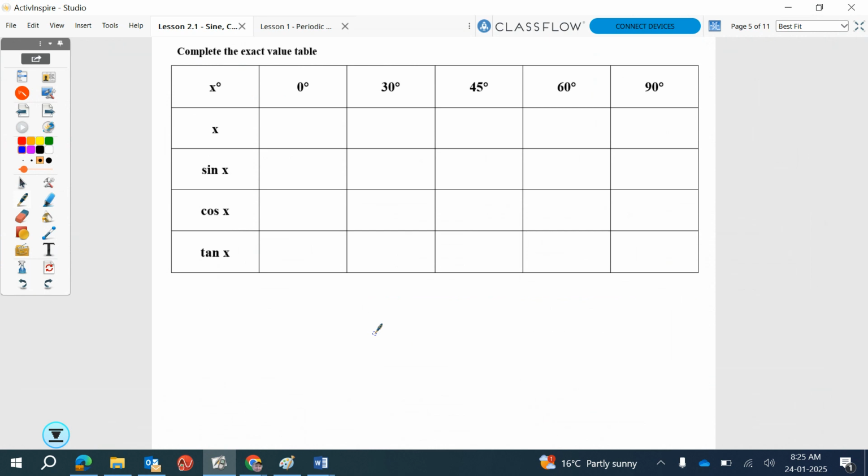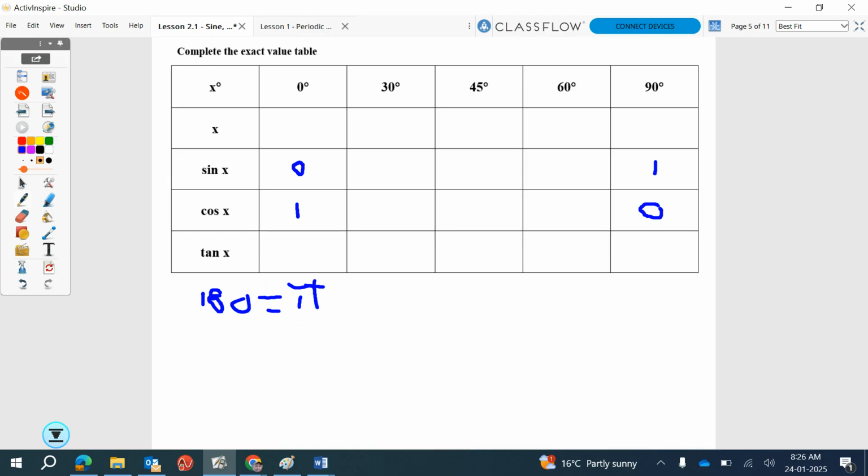Okay, so we want to be able to complete the exact value table. As we've seen, this one is going to be 0, this one is going to be 1, this one is going to be 1, this one is going to be 0. We need to divide up these, so we've got 180. Let me see if I can draw like this. 180 is equal to pi.